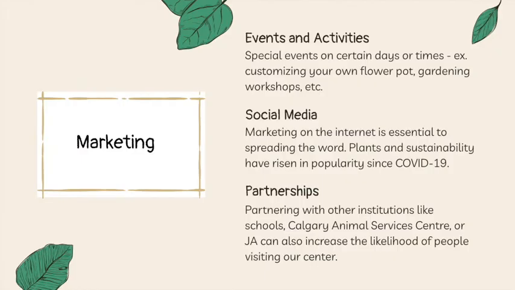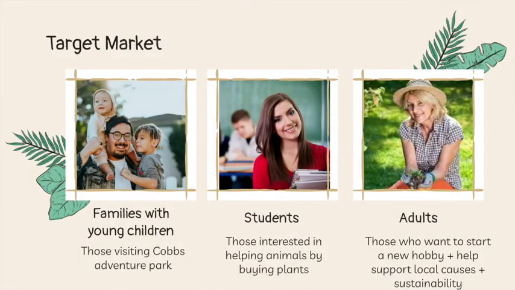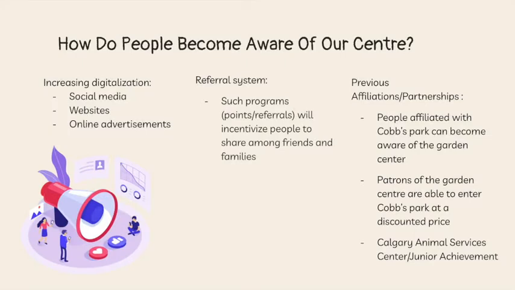Marketing can be broken down into three components: events and activities which appeal to youths, social media, and partnerships. The three main groups that we'll be targeting are families with young children, students, and adults. So, how do people become aware of our center?